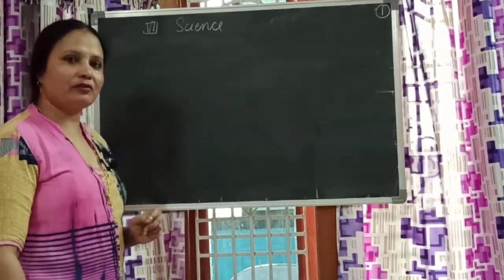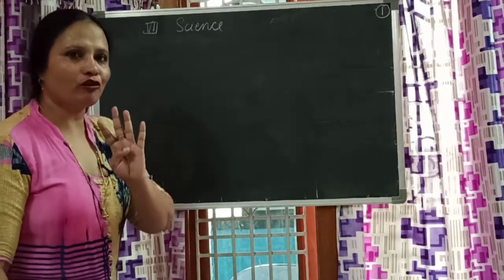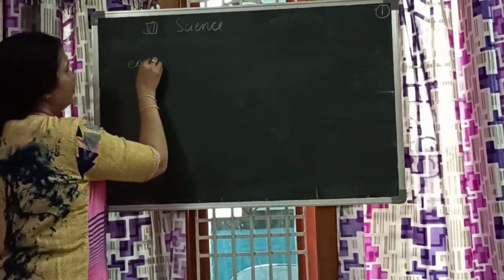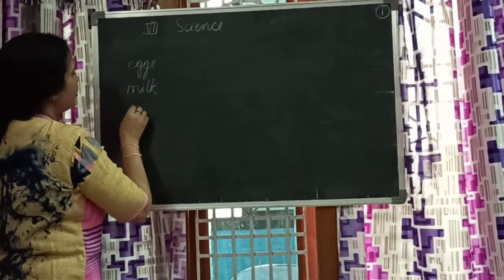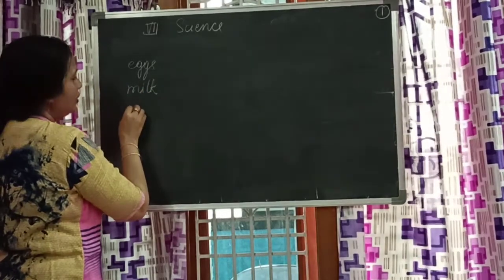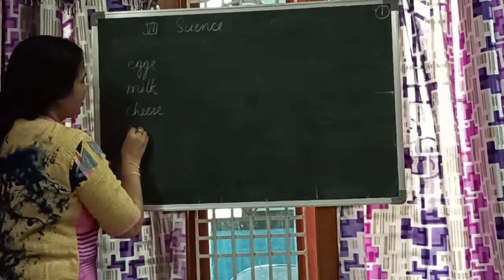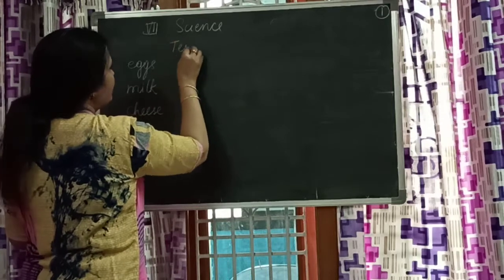Yesterday what did we do? We tried to test the presence of starch in 4 test tubes. What are they? First one is eggs. We tried to test eggs, we tried to test milk, we tried to test cheese, I suppose, and we tried to test rice. Now for all these things, test for starch.